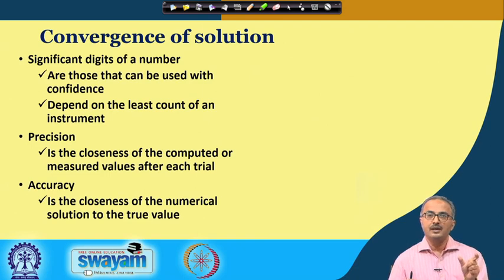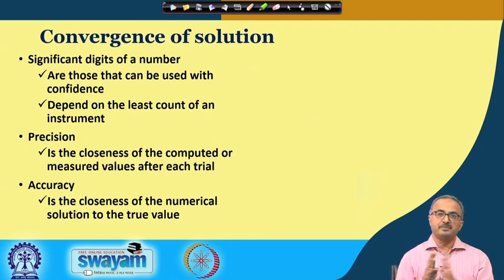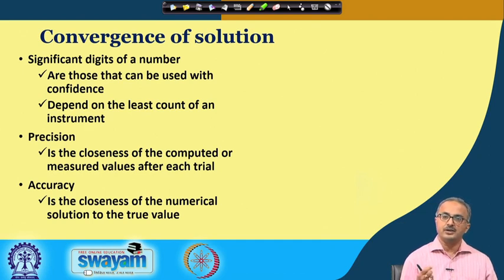Now, suppose you are measuring temperature with a thermometer. If you are talking about the thermometer which we use at home to measure fever, in that case you find that the thermometer has a least count of 0.2 degrees Fahrenheit. You measure like 98, 98.2, 98.4, like that.